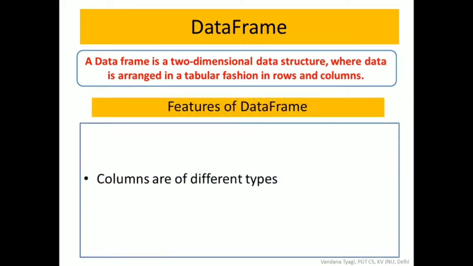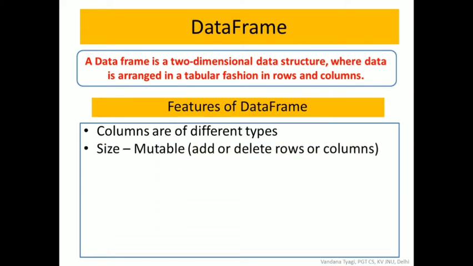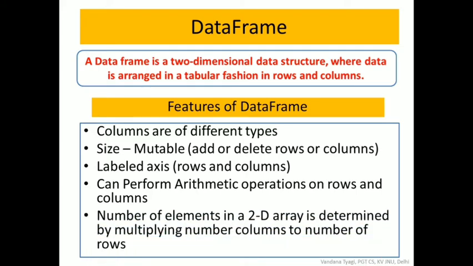There are various features of data frames. The columns of a data frame can be of different types; we can store different values in the columns. The size is mutable, so we can change the size later on. We can add any number of rows, we can add any number of columns, and you can delete rows or columns. There are two labeled axes, rows and columns, where rows is axis 0 and columns is axis 1. We can perform various arithmetic operations on rows and columns. And to find the total number of elements of a 2D array, that is our data frame, we have to multiply the rows with the columns.